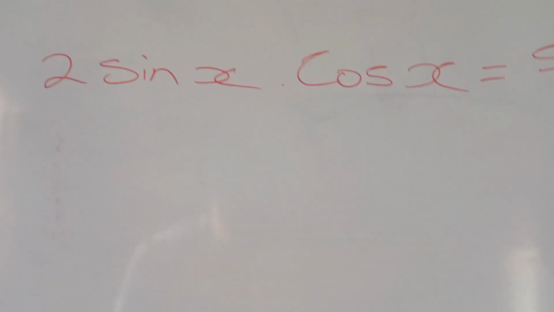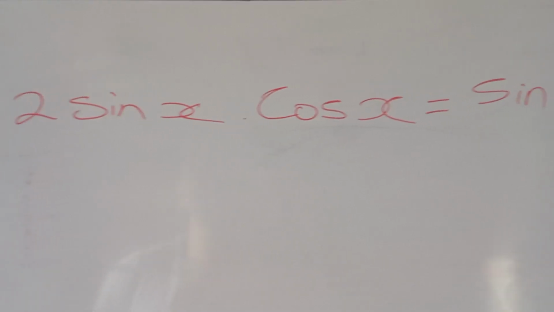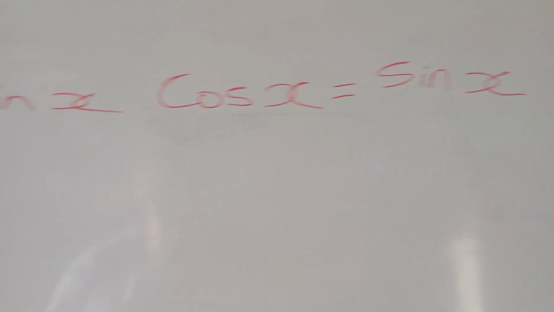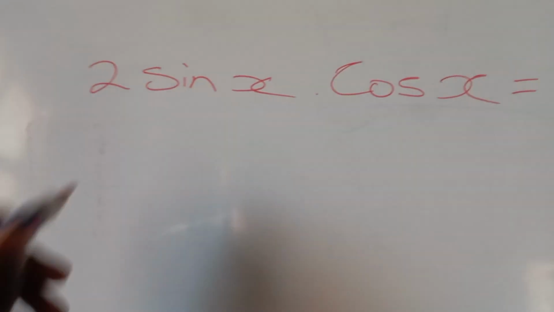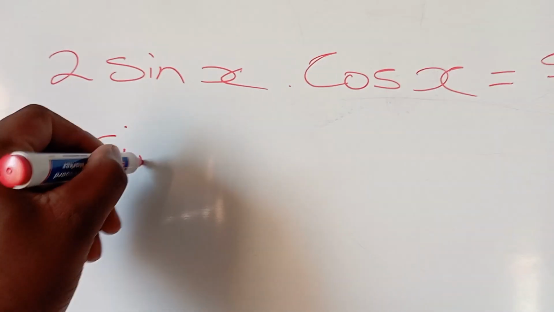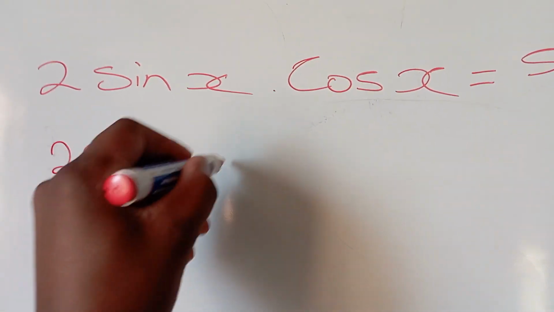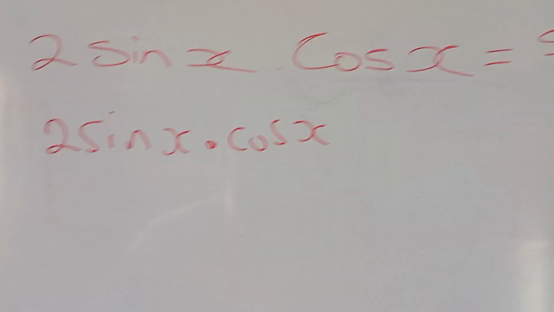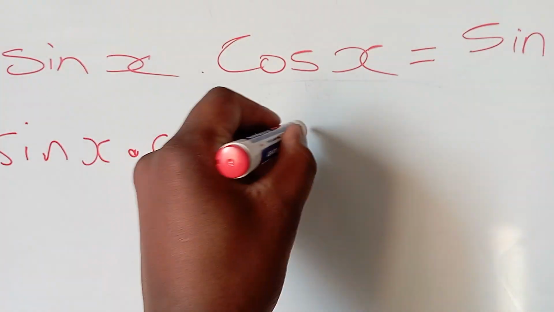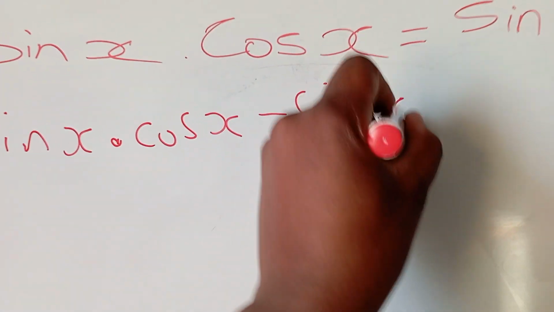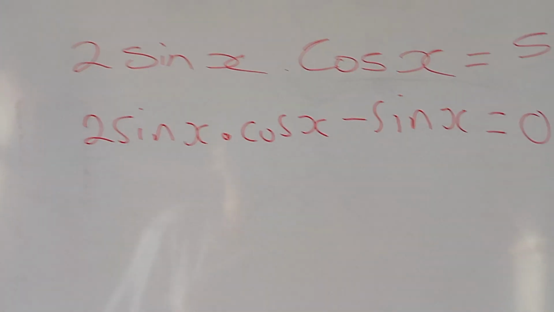On today's lesson, we'll be finding the general solution of 2 sine x cos x is equals to sine x. Right, so when you have an equation like this, you can start by saying 2 sine x dot cos x minus sine x is equals to 0. So equate it to 0, right?